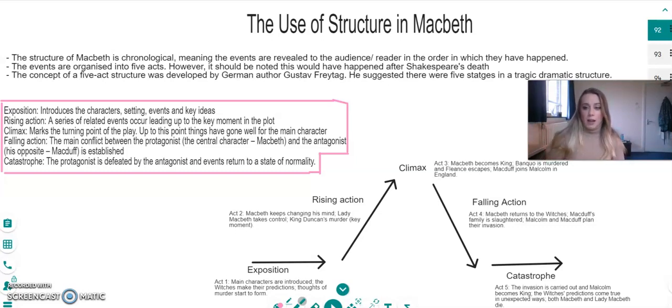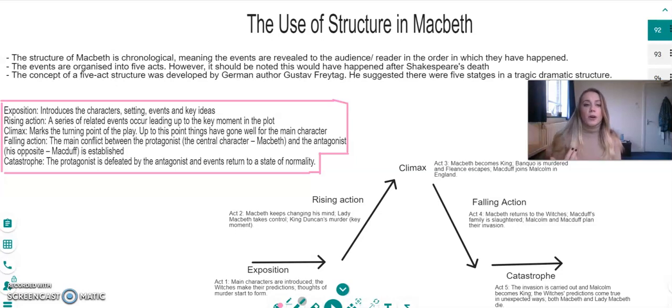Next, we move on to the climax. Now, people often give different definitions to the climax of a piece. A lot of people like to state that it is the kind of point of highest intensity within a play, which is definitely true. However, specifically in a tragic context, so when we're talking about a tragic dramatic structure, and if Macbeth is a tragedy, the climax would actually instead represent the turning point of the play.